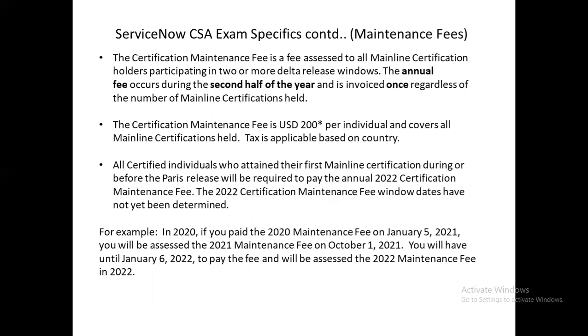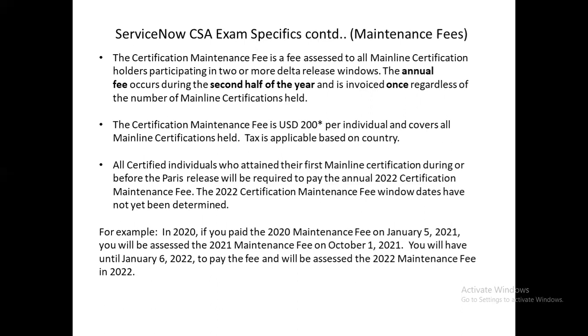It is more of an annual fee. It generally occurs during the second half of the year, right? And the best part about this particular thing is how many certifications you have does not really matter. So it is not per certification. It is very important to note. It is for your entire profile. So if you've done the Delta exams, then this fee is a one-time fee for all your exams together. So irrespective of the number of mainline certifications you have, it does not really matter, right?